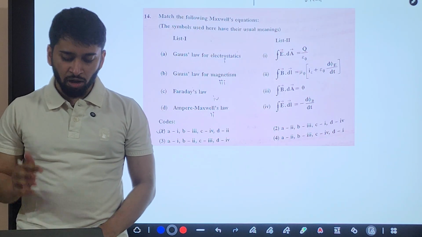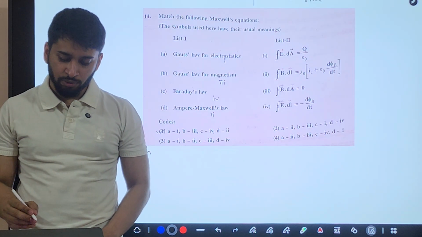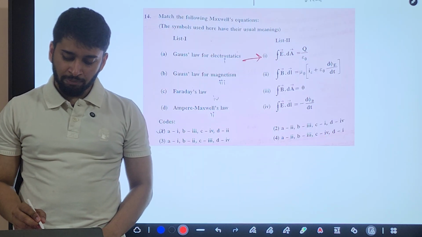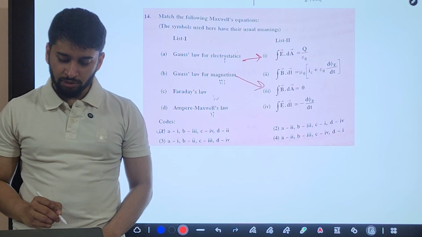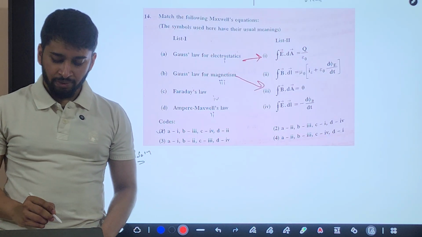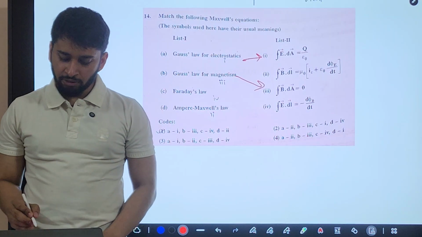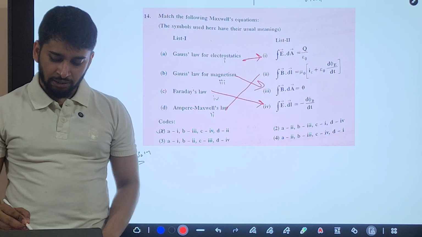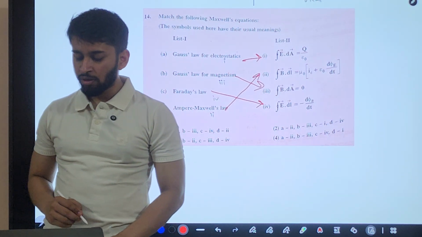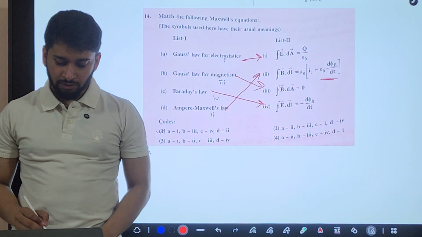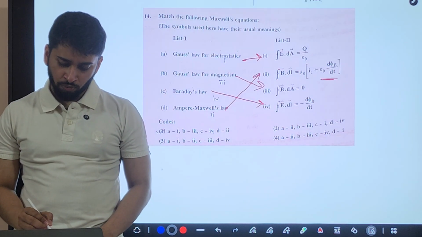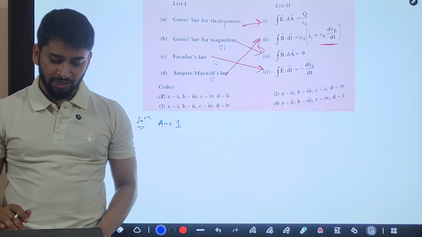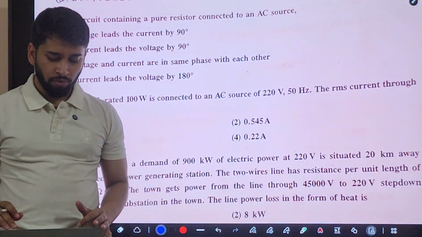Gauss law of electrostatics. Gauss law of electrostatics says here net flux is Q enclosed by epsilon naught. So this will be matched to 1. Fine. Gauss law of magnetism. Net magnetic flux is 0. This will be matched to 3rd. Faraday's law. It says that EMF induced is equal to rate of change of magnetic flux, which is this one. Ampere Maxwell law is this one. Ampere's law, and then including the displacement current factor. So answer here will be option 1, right? Answer will be option 1. Fine, clear.